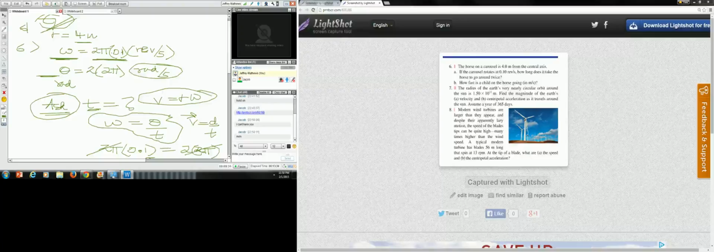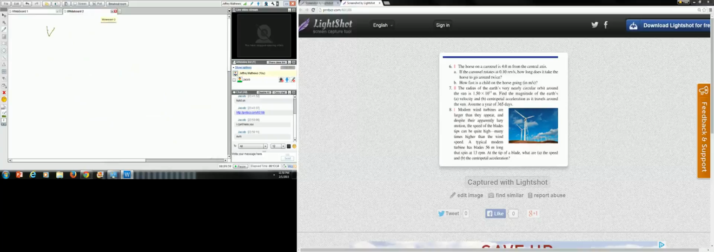Let me know if it doesn't make sense. Okay, so question 7, what's being given? They give us the radius. Did you hear me? I was asking you what's given in the question. So R is given, and that's all. What's the value of R?